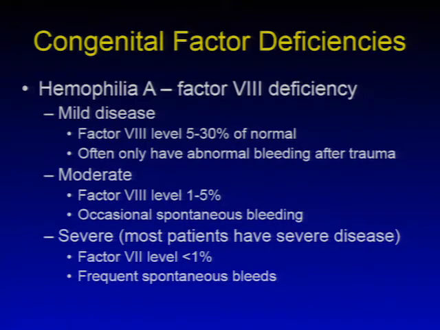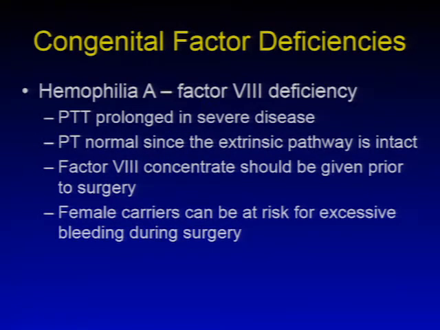Now, the severe cases, and again, most patients have severe disease, and again, hemophilia A, about 85% of the hemophilia cases in total. And I apologize, that should be an 8 there. The factor VIII level is less than 1%, and these patients will frequently present with spontaneous bleeding. Now, the PTT in these patients is prolonged, the intrinsic pathway with factor VIII deficiency.